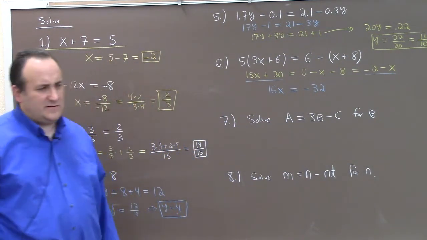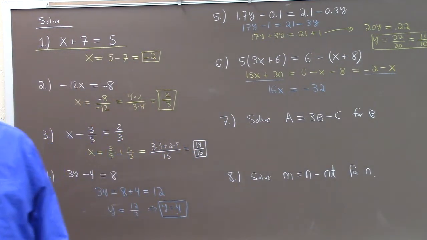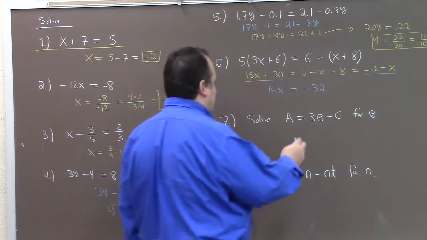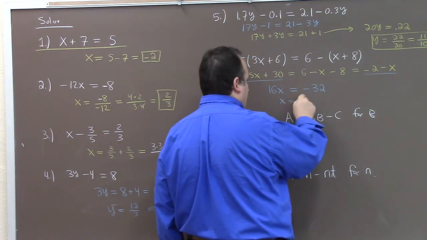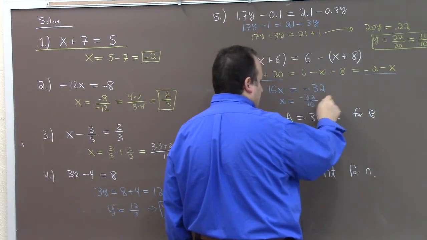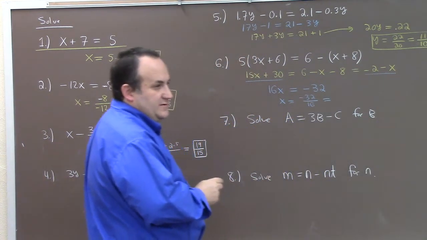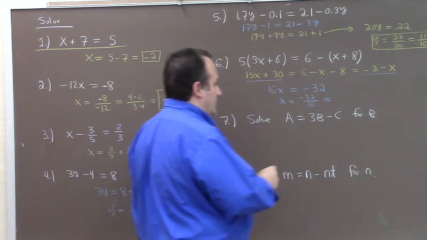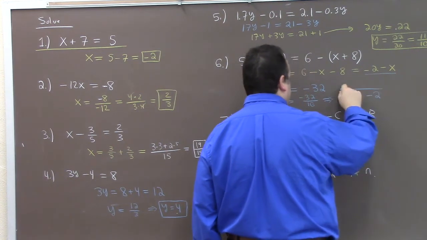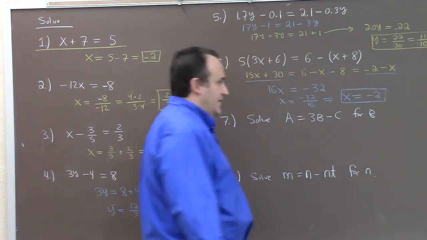Do you guys follow me there? Or I can write down more steps if it's needed. Is that okay? So what did you get? You get x equals to minus 32 over 16, which is what? 32 is 2 times 16, right? So 32 over 16 is 2. So we get x equals to minus 2 for that one.